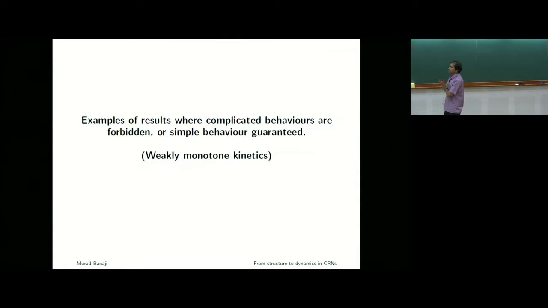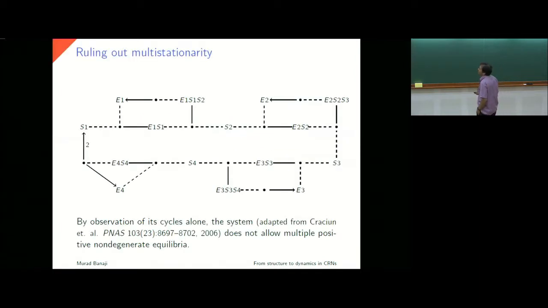I'll give you examples of applications of results where something is forbidden, so where something can't occur. And all of these are under the assumption of weakly monotone kinetics. So here's an example of a medium-sized chemical reaction network. I forget its biological origins, but it's one member of a family of networks of a kind which arises through various enzymatic mechanisms in biology. And I can claim that this network doesn't allow multiple equilibria.